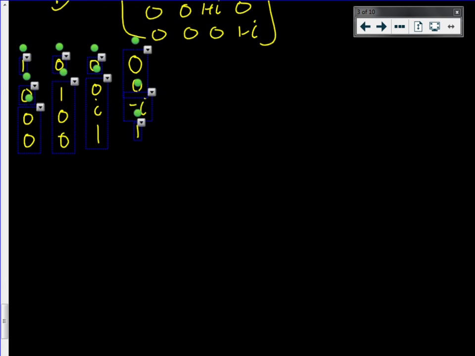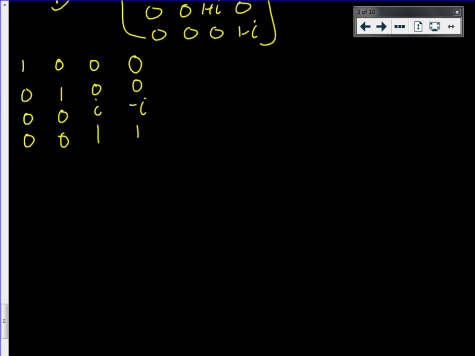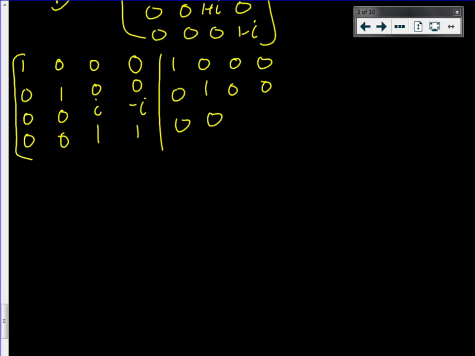Now, that's fine where it is. So that's P. If you want to find P inverse, what you do is you augment this with the identity matrix, and then you reduce it.